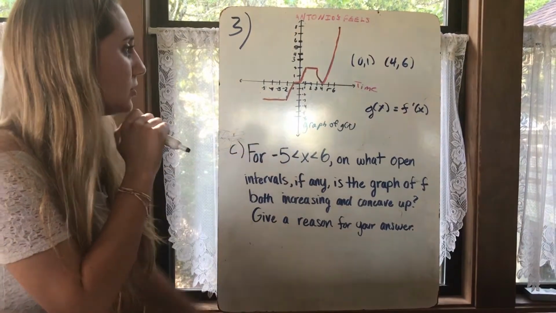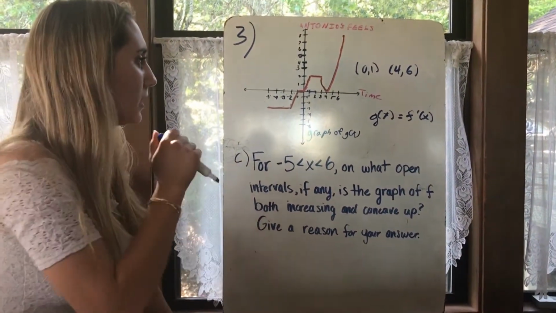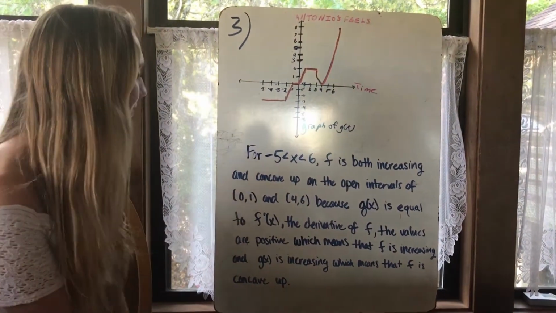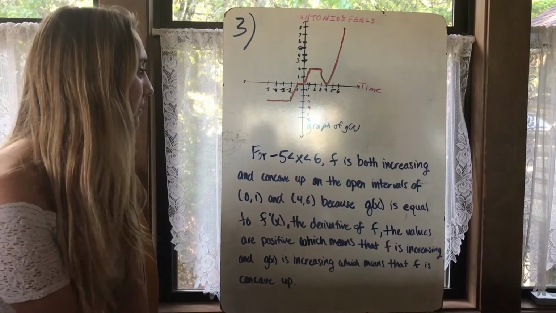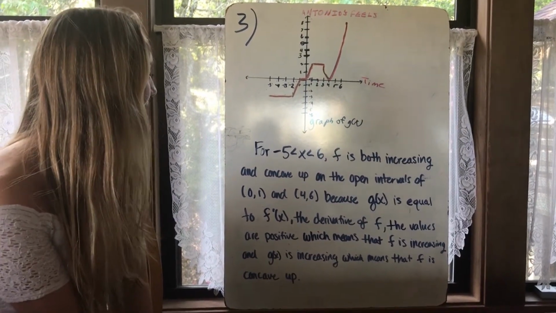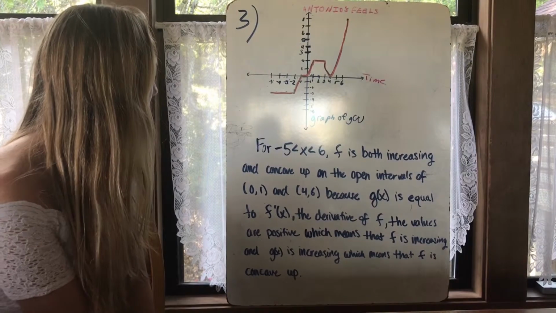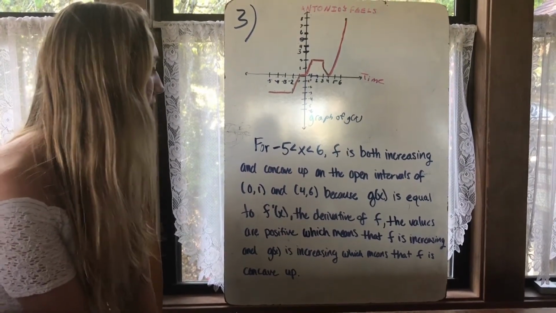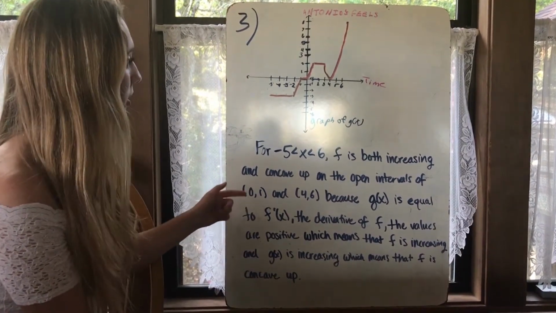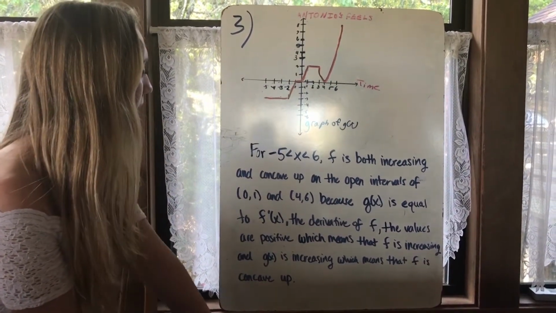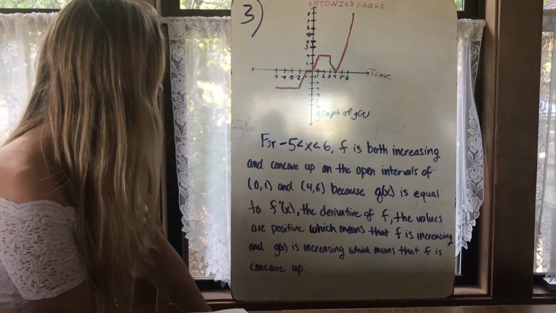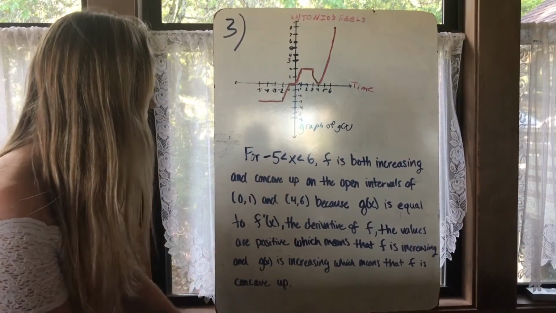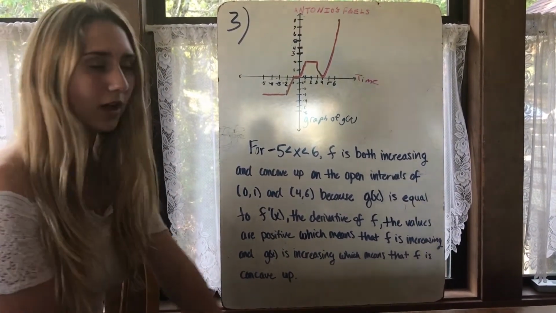And then after doing this, you're going to want to write a full sentence explaining your reasoning for the question. Okay, so we wrote a sentence. For -5 < x < 6, f is both increasing and concave up on the open intervals (0, 1) and (4, 6), because g of x is equal to f prime of x, the derivative of f. So that creates the relationship between this g of x line and f of x. And then we also say that the values are positive, which means that f is increasing, and g of x is increasing, which means that f is concave up.